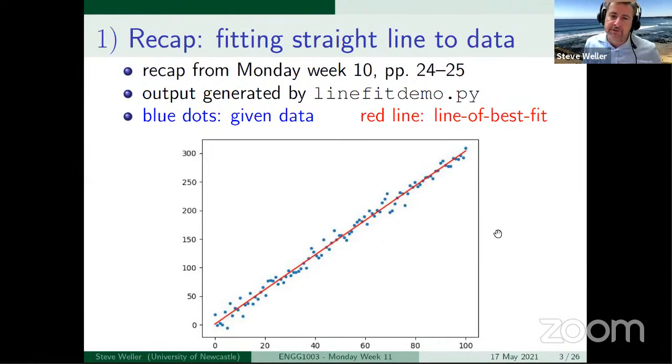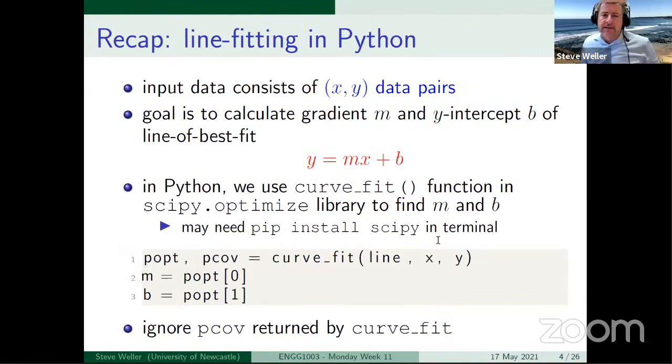And so the idea of fitting a straight line to data is that the input data consists of the XY data pairs. So for every X, for every horizontal value, there's a vertical value. And I've indicated that in blue because the blue text here on page 4 corresponds to the blue dots on page 3. And our goal is to calculate the line of best fit.